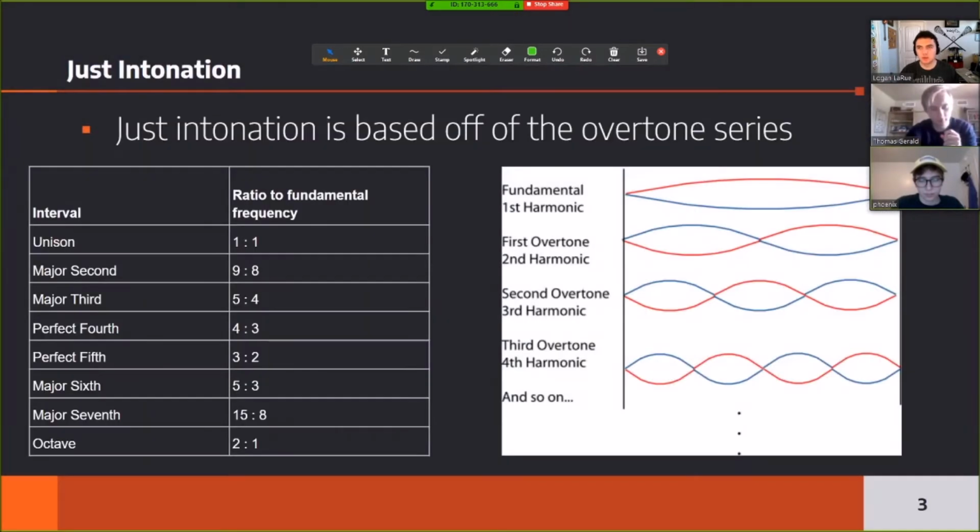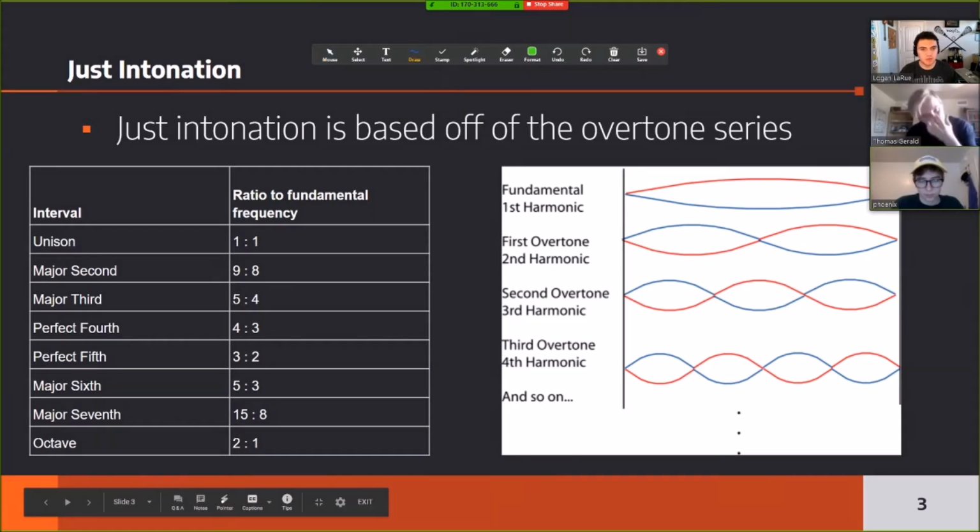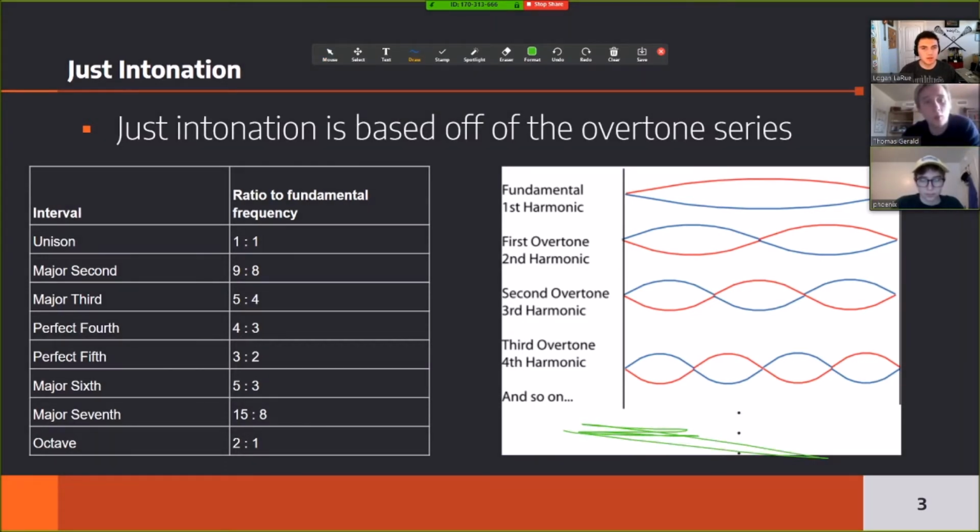And so if we get into more specifics, just intonation is all based off of the overtone series. Here I'm going to draw a little bit. If we look over here, we can see the overtone series represented as waves. And so the fundamental frequency is the first note of the overtone series. It can be any frequency that we want it to be. And so the rest of the notes come naturally after the fundamental frequency.